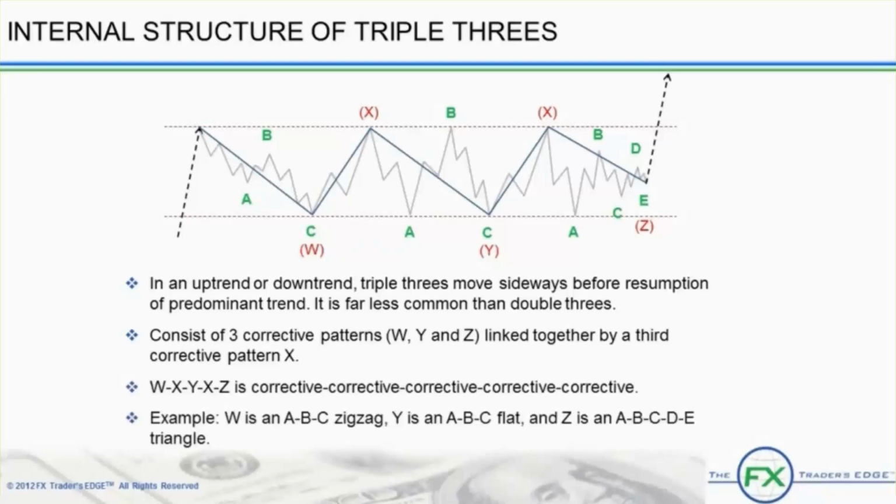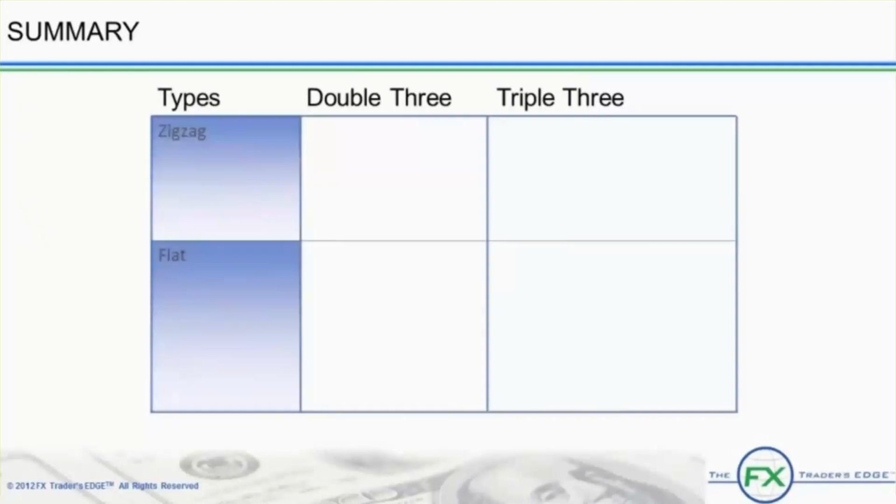In this example, W is an ABC zigzag, Y is an ABC flat, and Z is an ABCDE triangle. All 3 patterns are connected by the X leg, which is also a 3-wave pattern. This is a summary of the zigzag double and triple threes and flat double and triple threes. A triangle can never begin a combination pattern. Only a zigzag and a flat can.